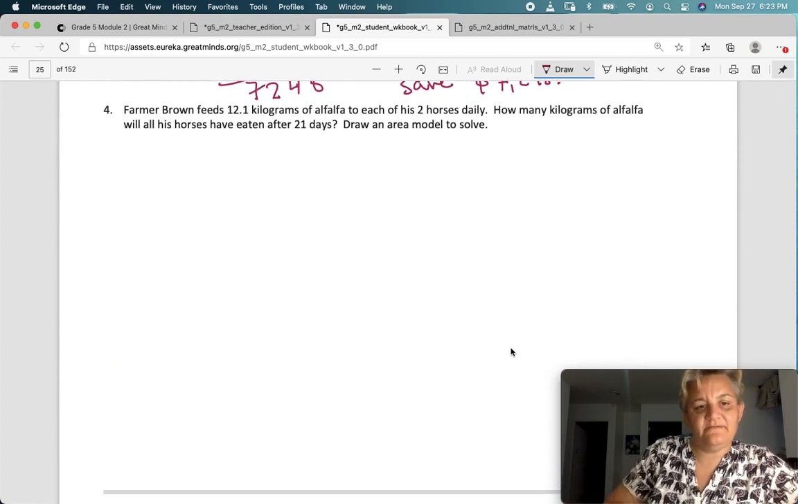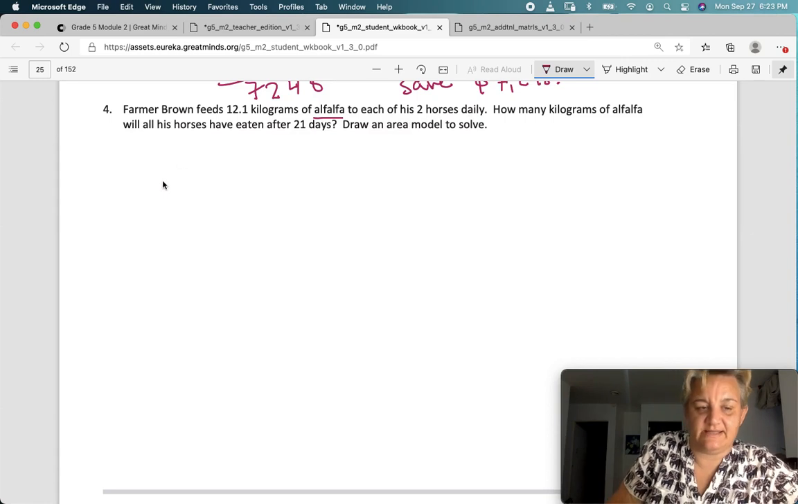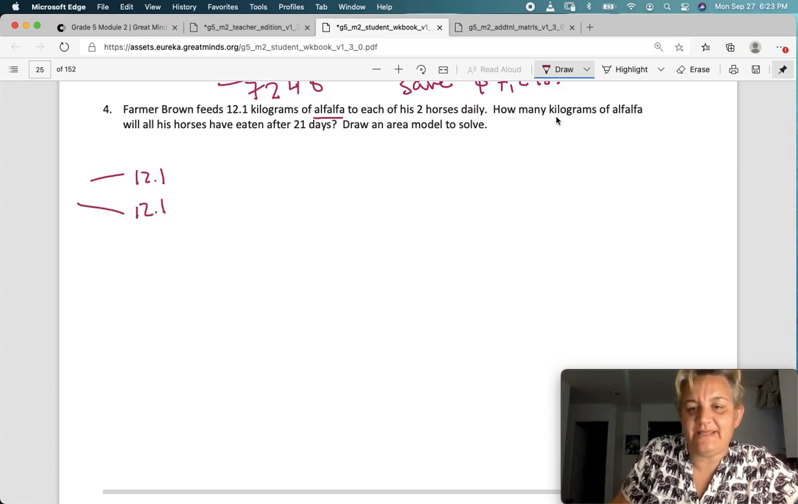Farmer Brown feeds 12 1/10 kilograms of alfalfa, that's kind of like a leafy green, to each of his 2 horses daily. To each. So they each get that. So 12.1 to horse number 1 and 12.1 to horse number 2. How many kilograms of alfalfa will all his horses have eaten after 21 days?